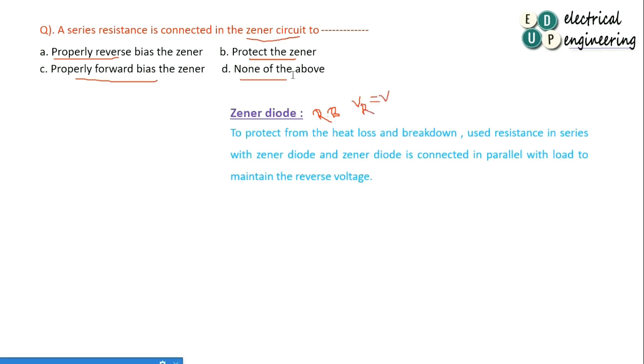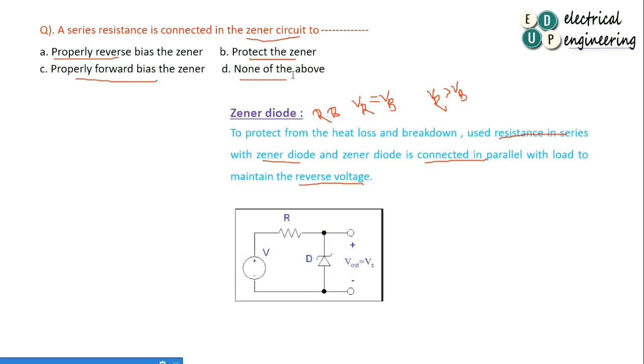That means VR is equal to VD. When VR is greater than VD, then breakdown occurs. So, to protect the Zener diode, you use a resistance in series with the Zener diode, and the Zener diode is connected in parallel with the load to maintain the reverse voltage.